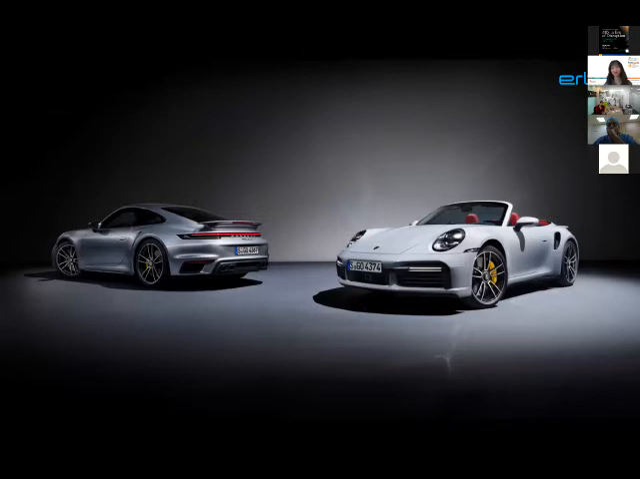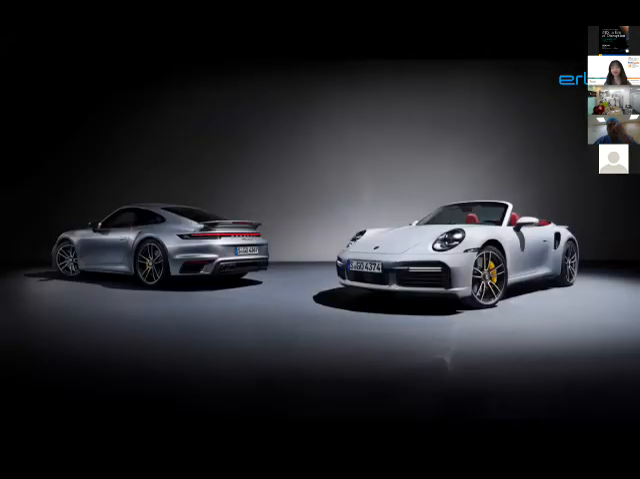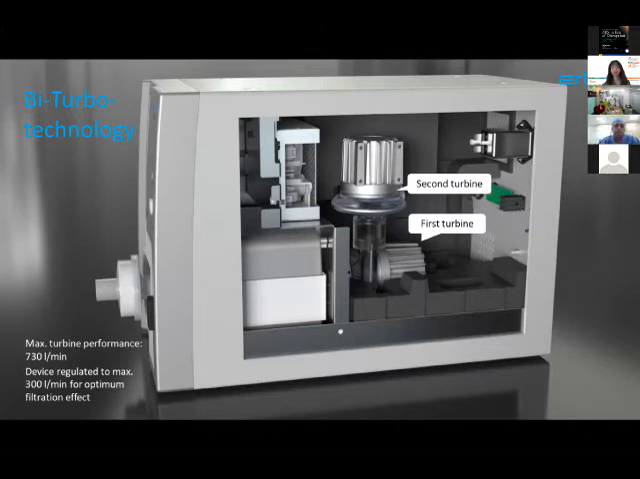I guess it's quite hard to guess, but what they have is this thing called the bi-turbo technology. So in the cars, there's a twin turbo to help with a greater air intake into the engine, whereas for us, we have 2 turbines, which just gives you a greater initial clearance of smoke, which just gives you a more effective fast response. So in combination with 2 turbines, there's a max performance of 730 liters per minute.